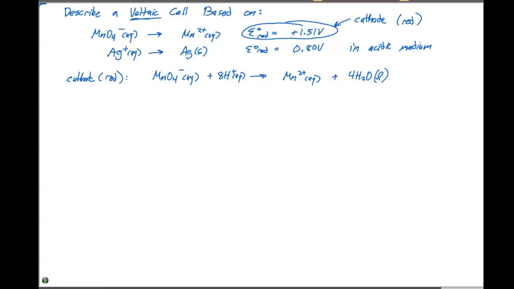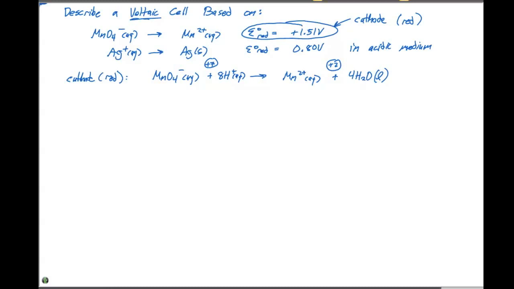So now we have to make sure in this overall process that our charges are balanced as well. On the left-hand side now we have an anion that has a -1 charge, and we have 8 cations with a +1 charge. So that means the overall charge on this side of the reaction is +7. And if we look over here on the right, we have a +2 charge for the manganese, a neutral water, so we have +2 over here on the right.